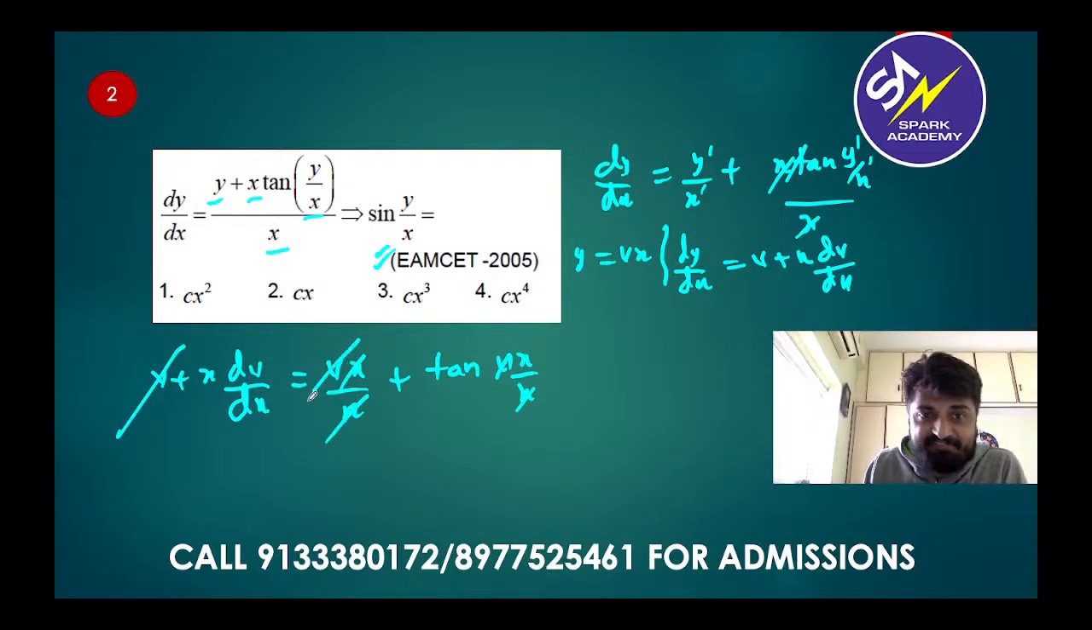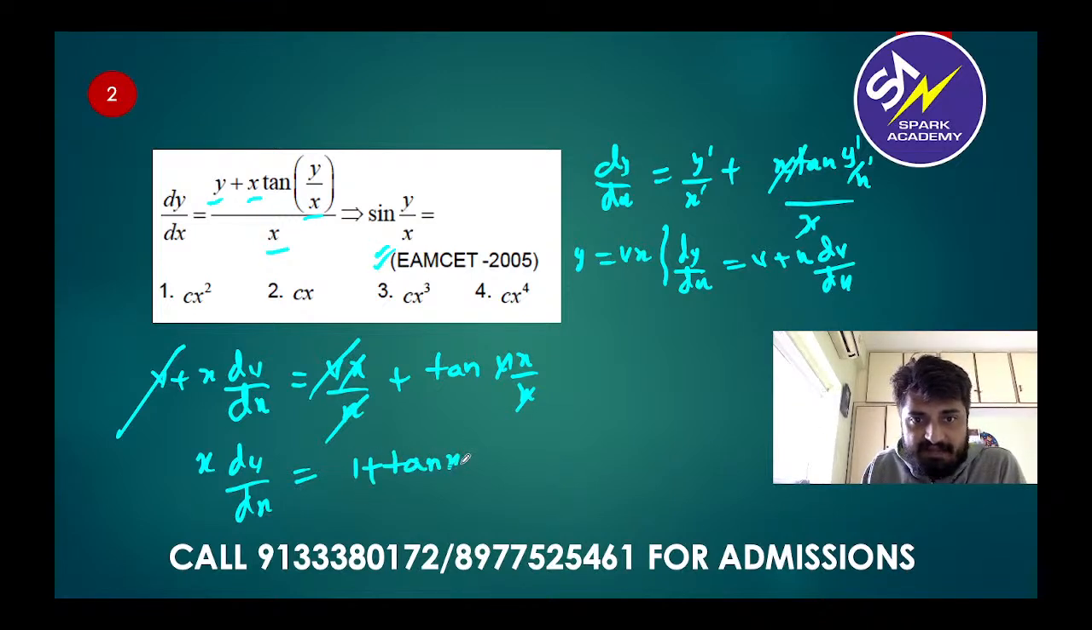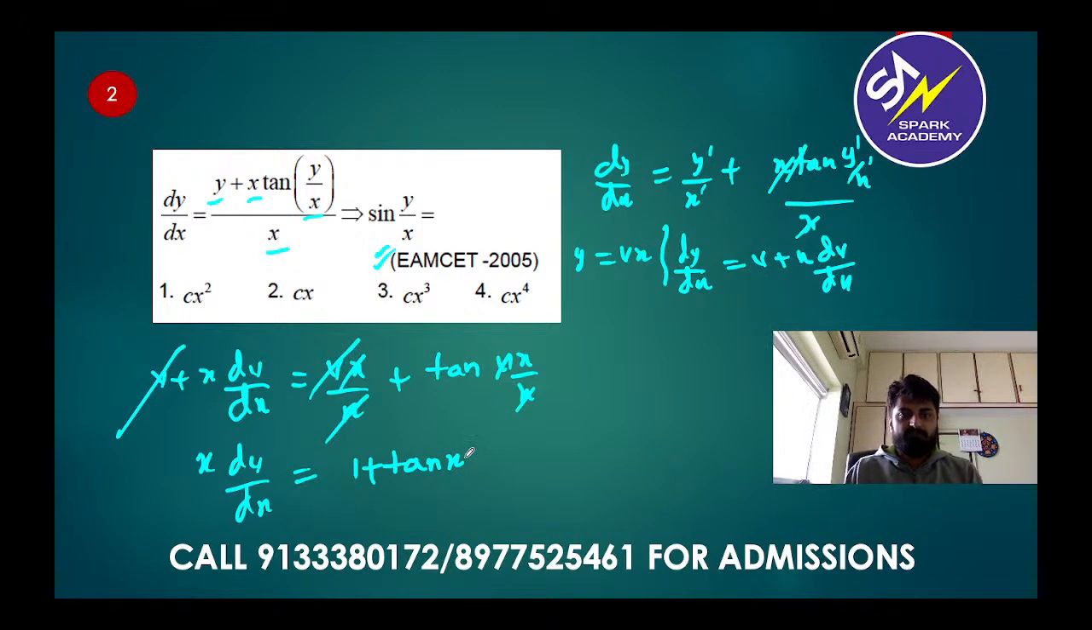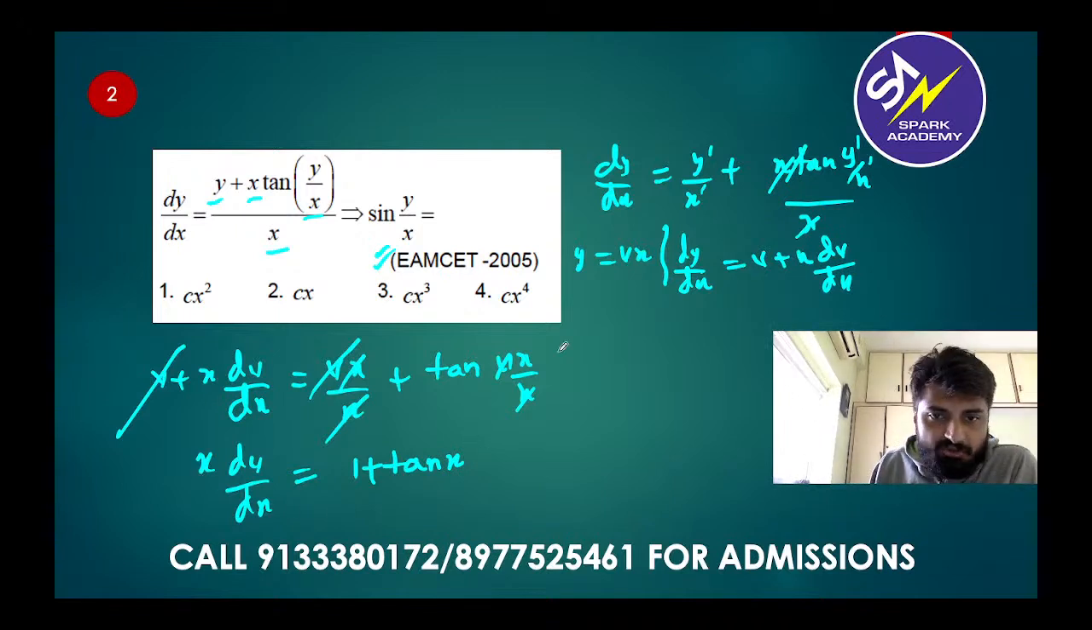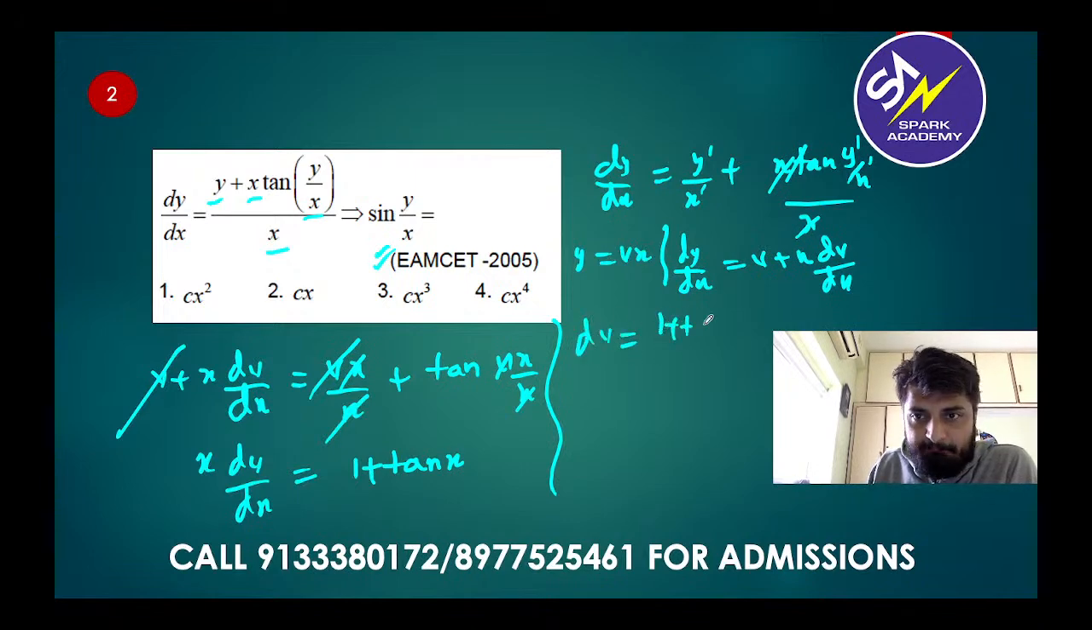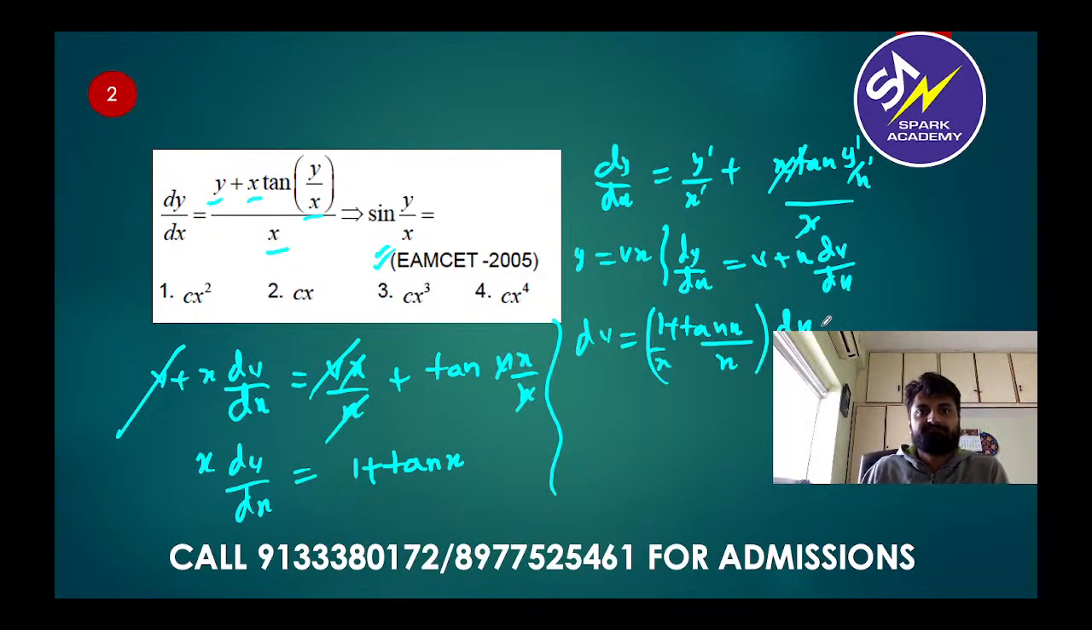Now observe, v cancelled. So I am getting x dv by dx is equal to 1 plus tan x. If I want to simplify this, I can write dv equals 1 plus tan x by x dx. Correct? Everybody? Anything else is there? v plus x dv by dx I've written.